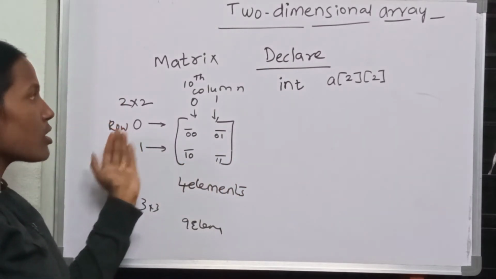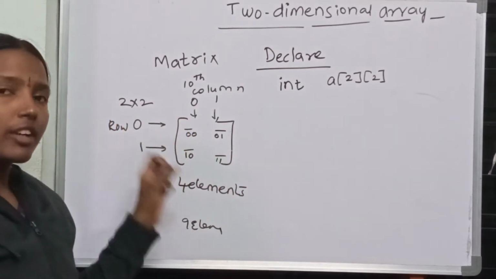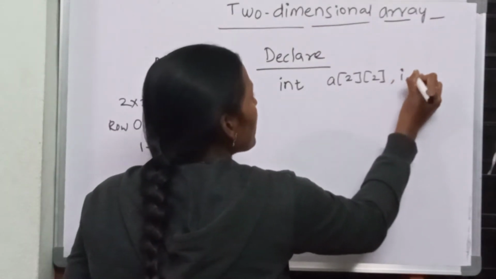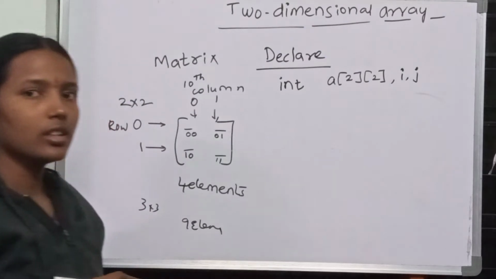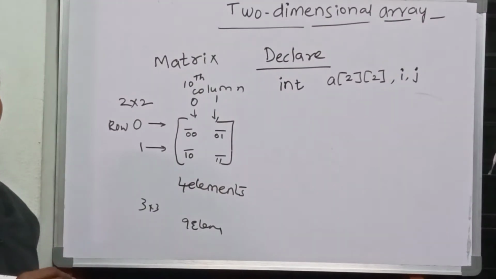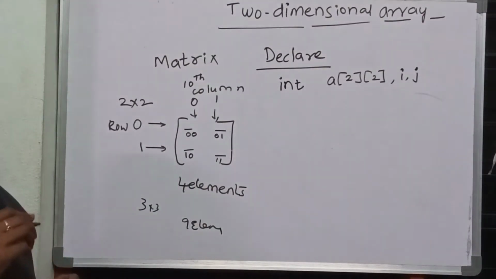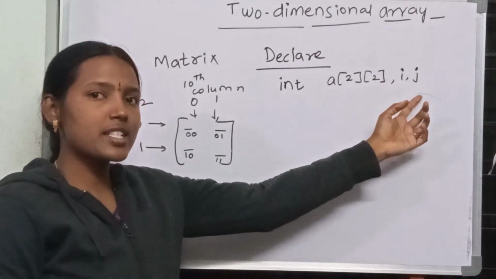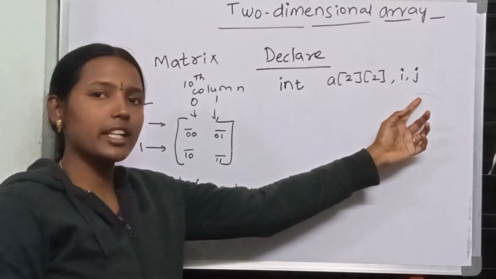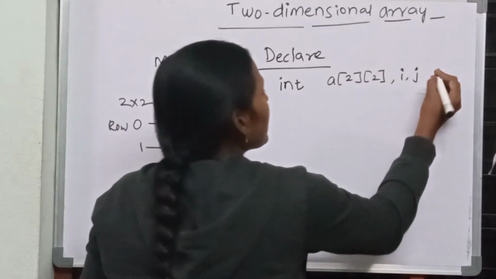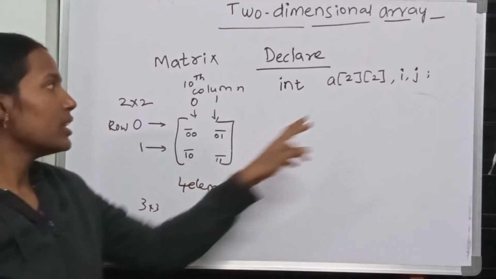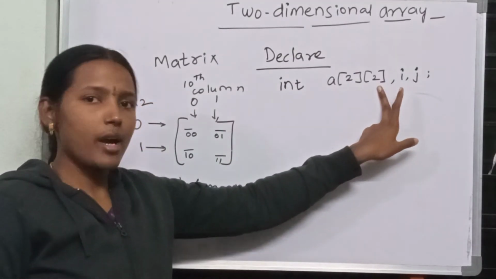But here, we are using rows and columns. So for that, we need 2 variables, i and j, to run the for loops. In order to write the conditions, we need 2 variables. First, let us consider i and j. i is related to row, j is related to column. Right? Now I am closing this. So this is a way of declaring a 2 by 2 matrix.